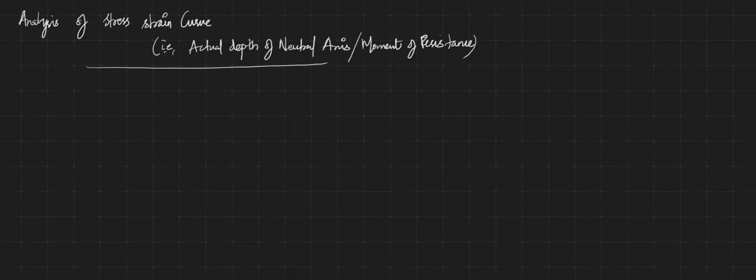So now, in order to do this, we will consider a singly reinforced section having effective depth small d, reinforced with 3 bars at the tension side. That is, we have AST, area of tension reinforcement, as 3 bars at the tension side, having an overall depth capital D and width small b.